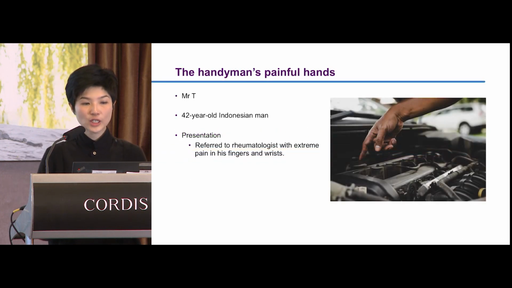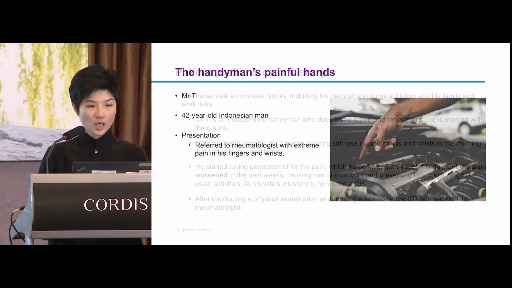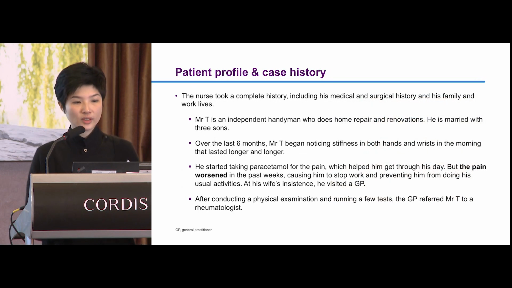Mr. T, a 42-year-old Indonesian man, on presentation has extreme pain in his fingers and wrists, and was then referred to a rheumatologist. The nurse took a complete history, including his medical and surgical history, and his family and work lives. So Mr. T is an independent handyman who does home repair and renovation. He's married with 3 sons.